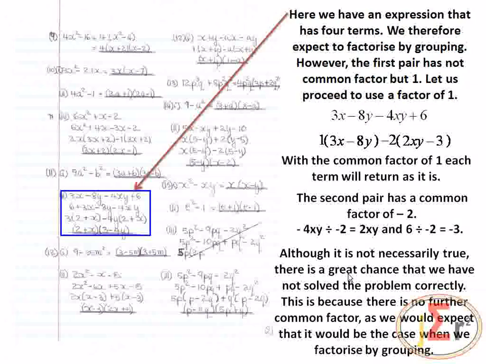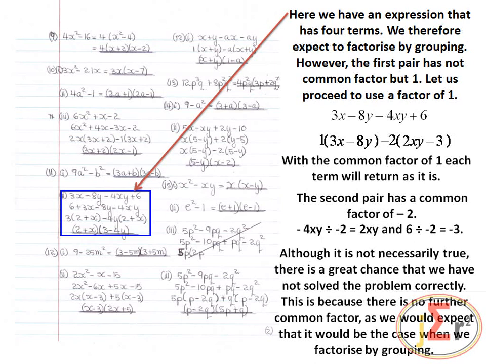What a disaster! Although it is not necessarily true, there is a great chance that we have not solved the problem correctly. This is because there is no further common factor, as we would expect that it would be the case when we are factorizing by grouping. So we do not have any further common factor to further factorize. But this does not necessarily mean that the problem is solved erroneously.